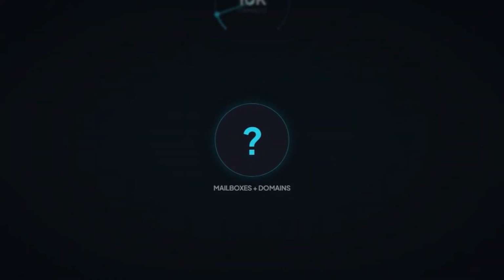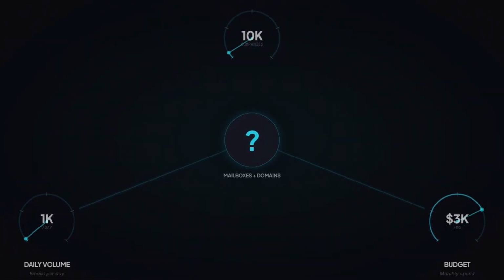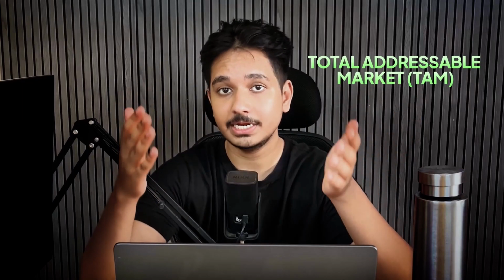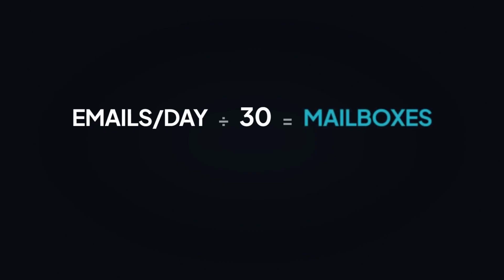Now, the next question is how many mailboxes and domains one should buy. The simple answer is it depends on your TAM, which is total addressable market size, and it also depends on your goals and budget. First, you need to decide how many emails you want to send on a daily basis. And from that number, you can calculate the number of mailboxes and domains you need. Whatever the email sending requirement is, just divide that number by 30 and you'll get the number of mailboxes you need every month to fulfill that volume.